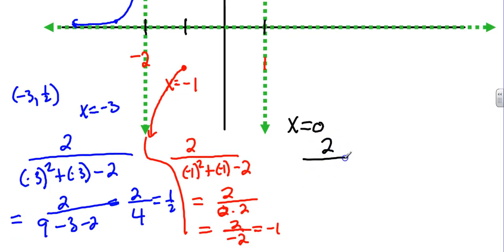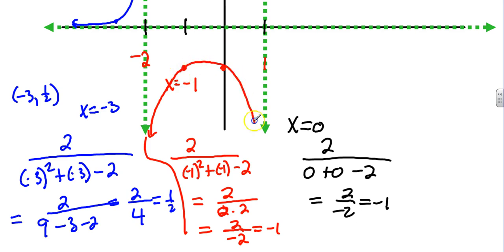So plugging in 0, we'll get 2 over 0 squared is 0. Got another 0, so that's 0. That's a -2. So that's 2 over -2, which is -1, so we're right back in the same spot here. So we plug in 0, we're back here. So it loops, comes back, and does something kind of like this. Now again, if that had been a positive 1, then we're back up here. That graph would have gone through like this and cut over, but it was negative, so it stays below the line.